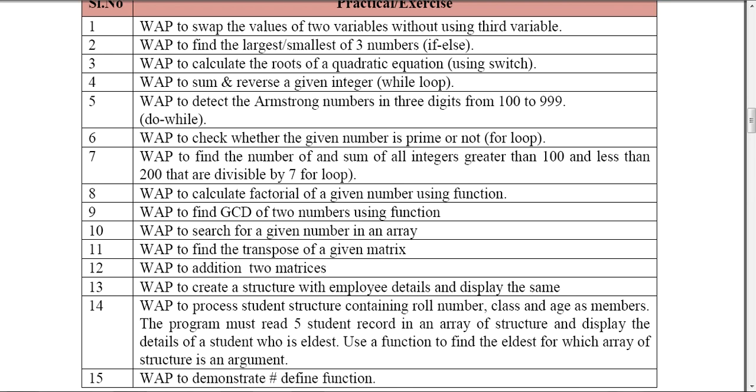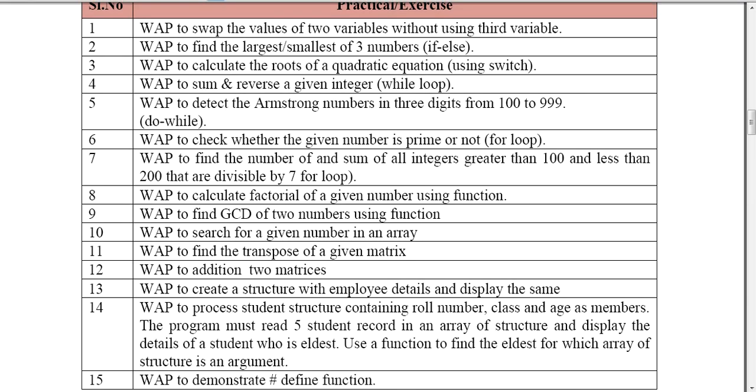So we'll go for the first experiment or the first problem definition, that is we have to write a C program to swap the values of two variables without using third variable. So let us begin with the first experiment, and for writing these programs I'm making use of an online compiler here.